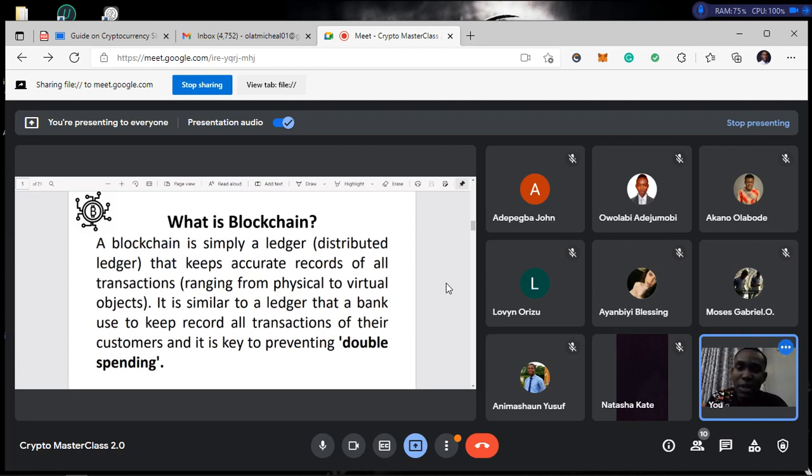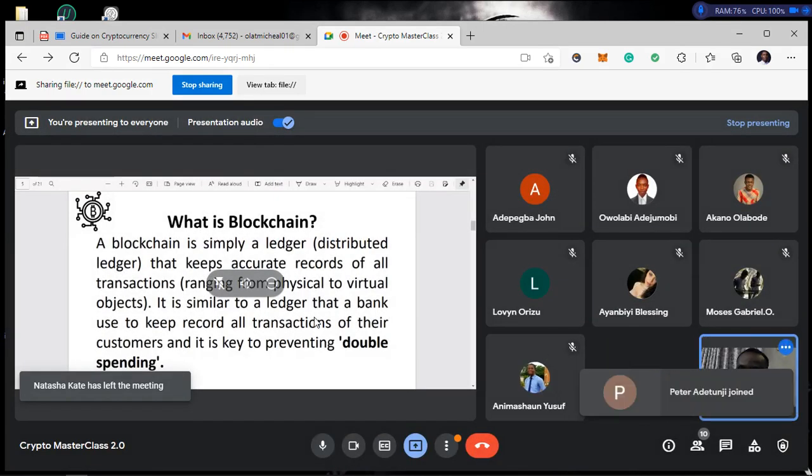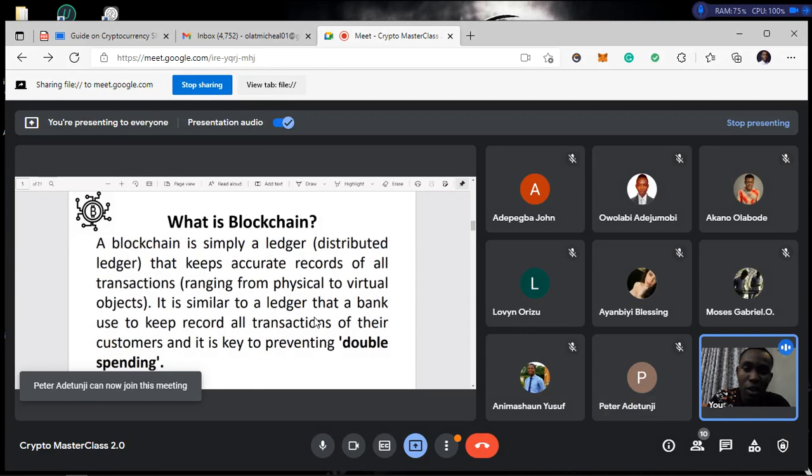So it's simply a ledger that a bank uses to record all transactions of their customers. So we are likening the blockchain to the banking system. It's a ledger that a bank uses to keep record of all transactions of their customers, and it's key to prevent double spending.